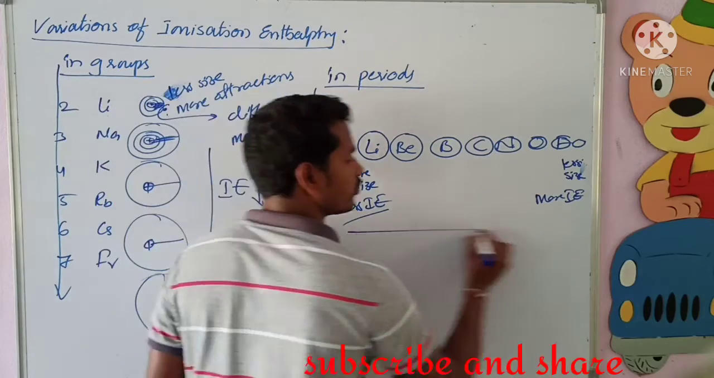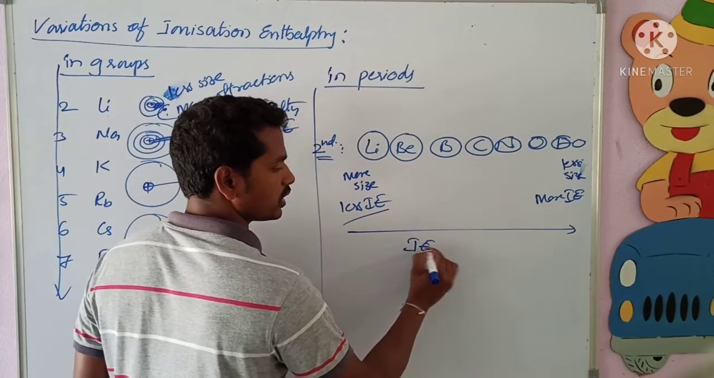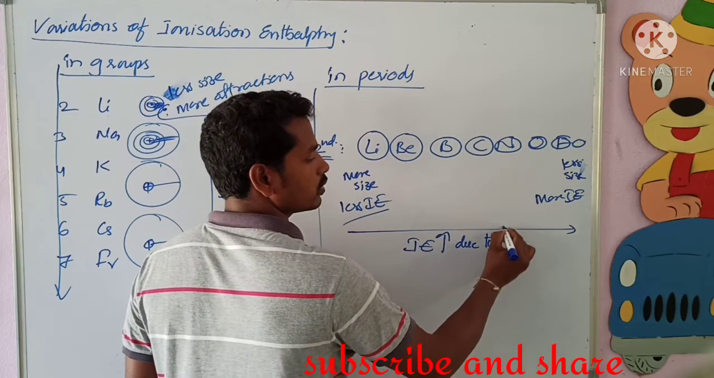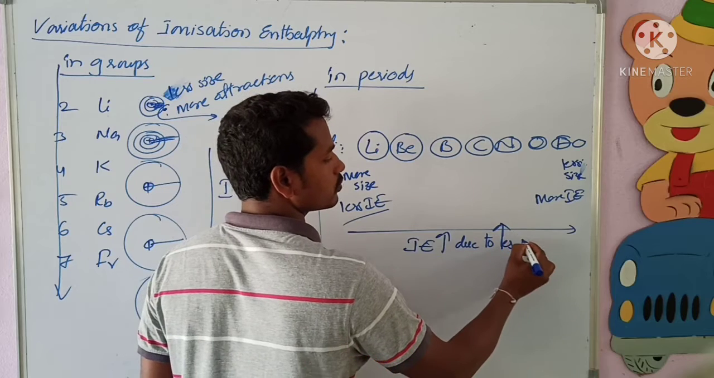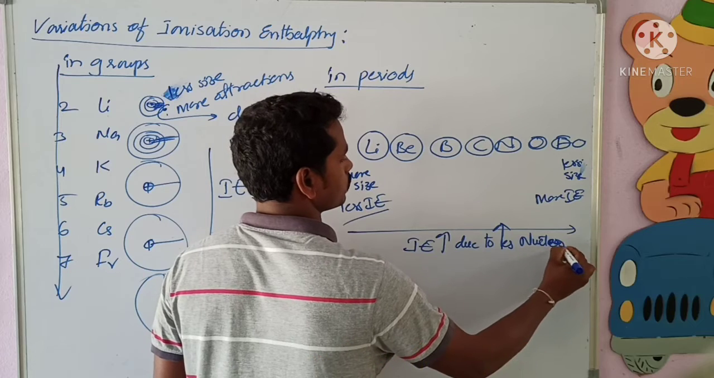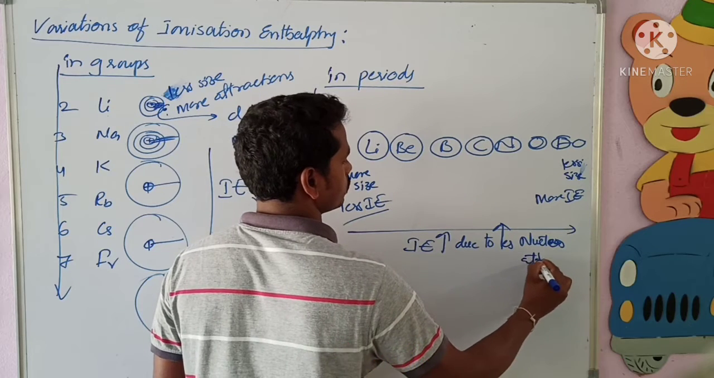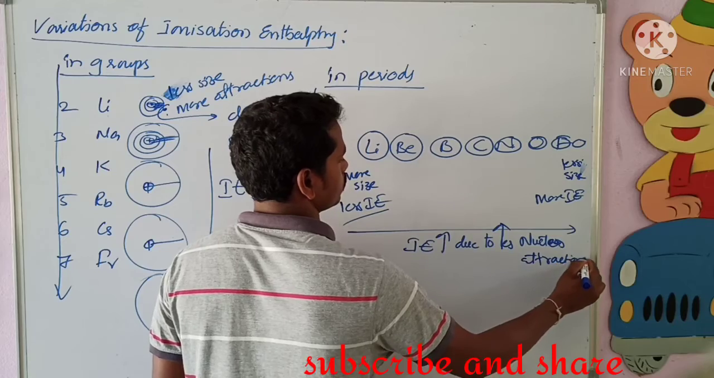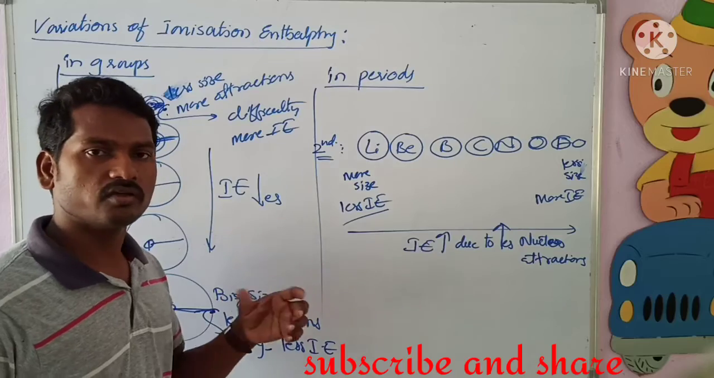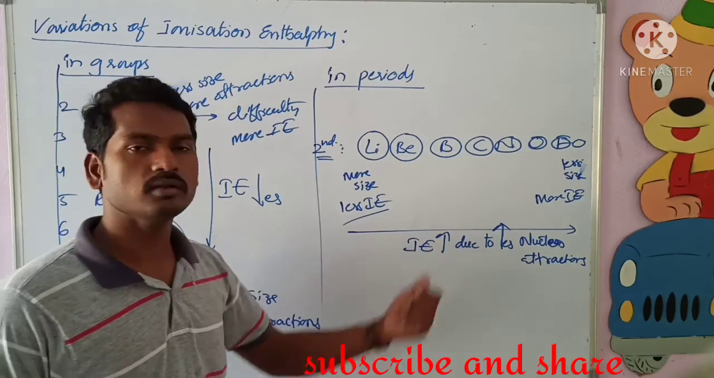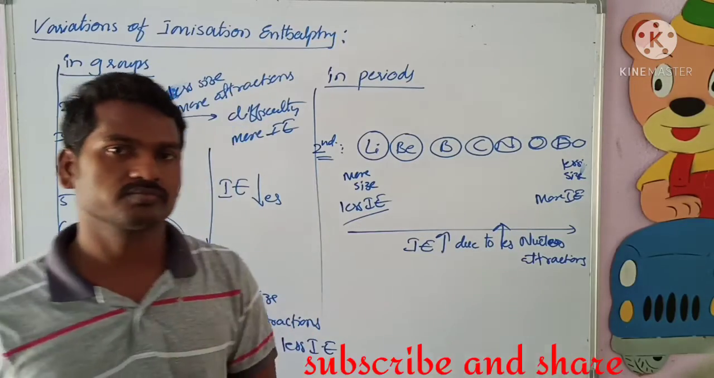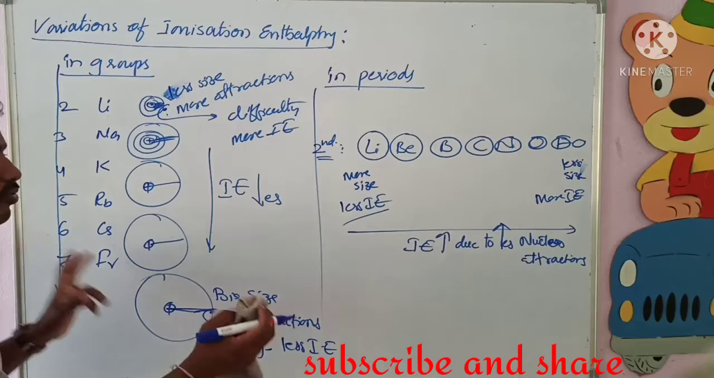In periods from left to right, ionization energy increases due to the increasing nuclear attraction forces. Okay? This is the variation in groups and this is the variation in periods. Then we discuss some exception cases in these variations.